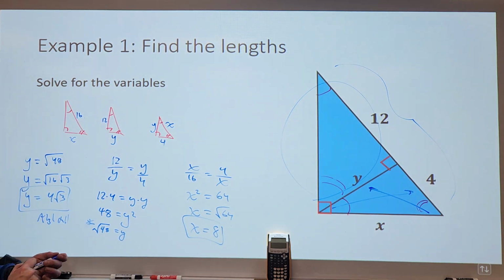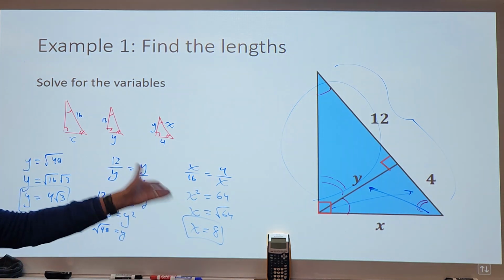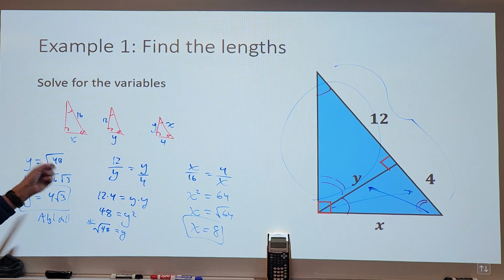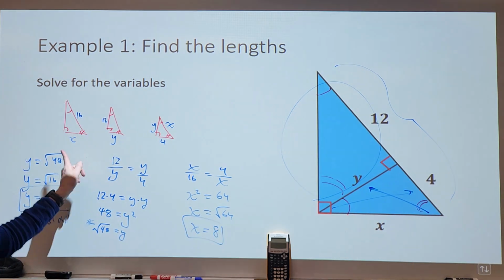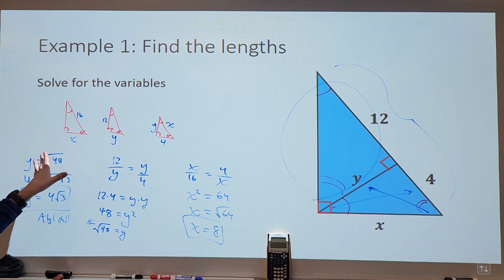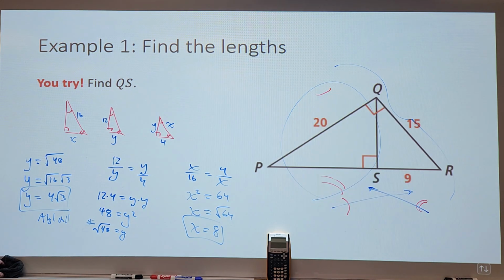Now that one is a little bit easier because it was a perfect square. Taking the square root of 64 is easy. Taking the square root of 48, ooh, that's why you didn't learn that until Algebra 1. You knew this in elementary school. You learned this in Algebra 1. How to handle that. So finding those lengths is a bit challenging.